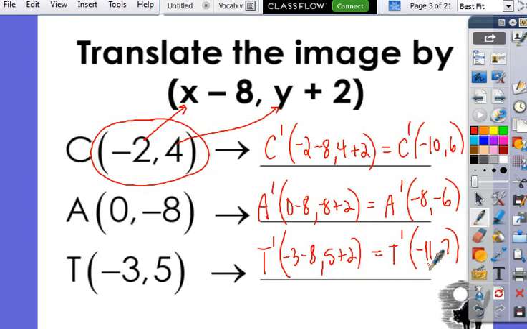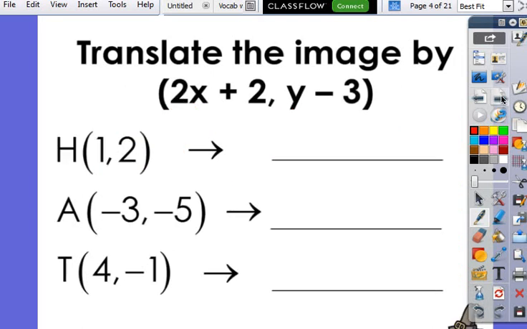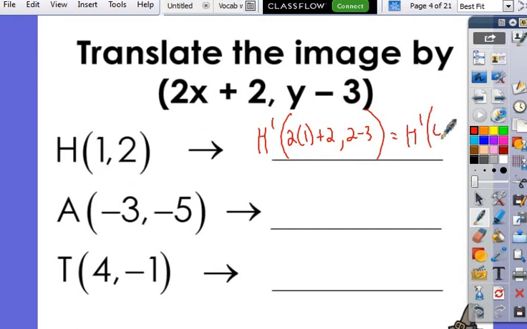All right, when I go to this one, same process. What am I going to do? Plug it in. I'm going to plug the numbers in. So for H prime right here, I would have 2 times 1 plus 2, and then 2 minus 3. We okay with that? So what is 2 times 1? 2. 2 plus 2 is? 4. So this would be 4. And 2 minus 3 is? Negative 1. All right.